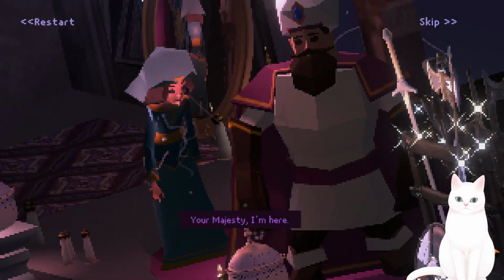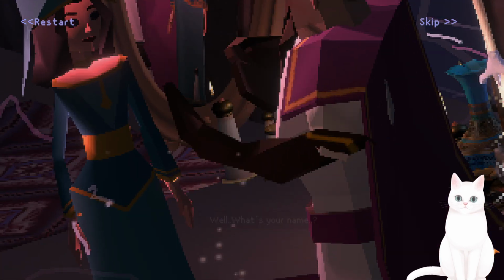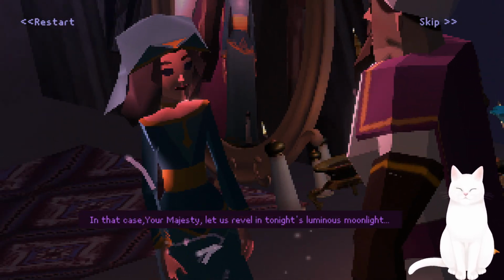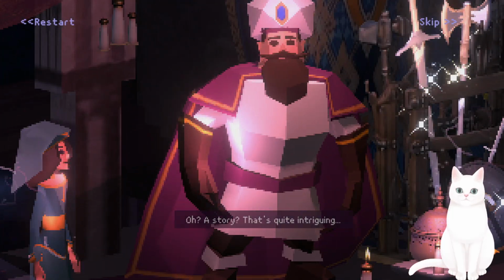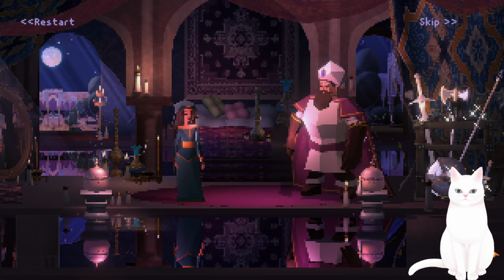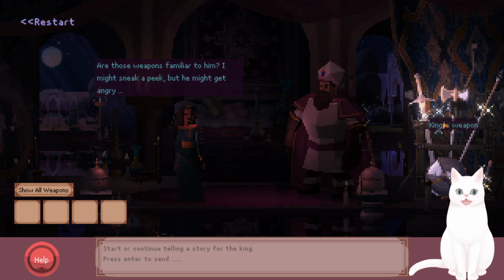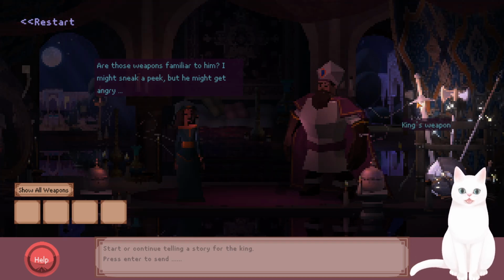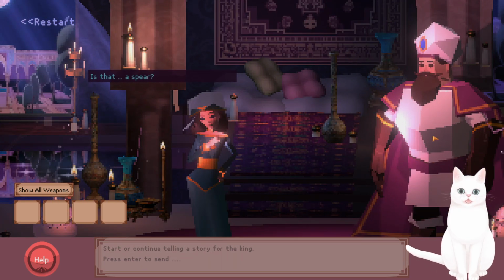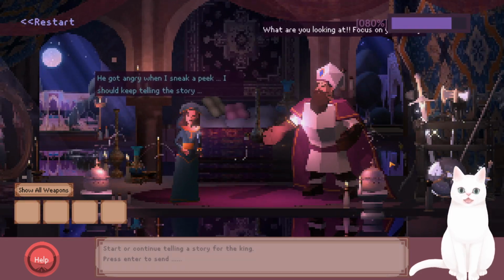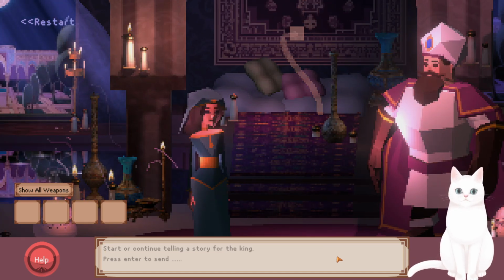So here's the main scene of the night. There's a weapon rack behind the king. This gives some hints for what kind of weapon you may expect from the story. I can have a try. Let's retry this. So that seems to be a spear. But to sneak a peek at the weapon, you will make him angry, and we don't really need to do that. We can just tell our story and see what kind of weapon we get.